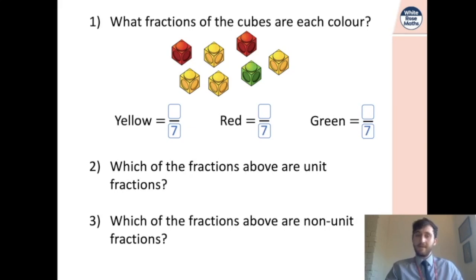Nice and easy. And then next, my numerator, so how many of the specific colours, so I've got yellow. How many yellows are there? Well, I know that there's 4 yellows. How many reds? There's 2 reds, and then there's only 1 green.